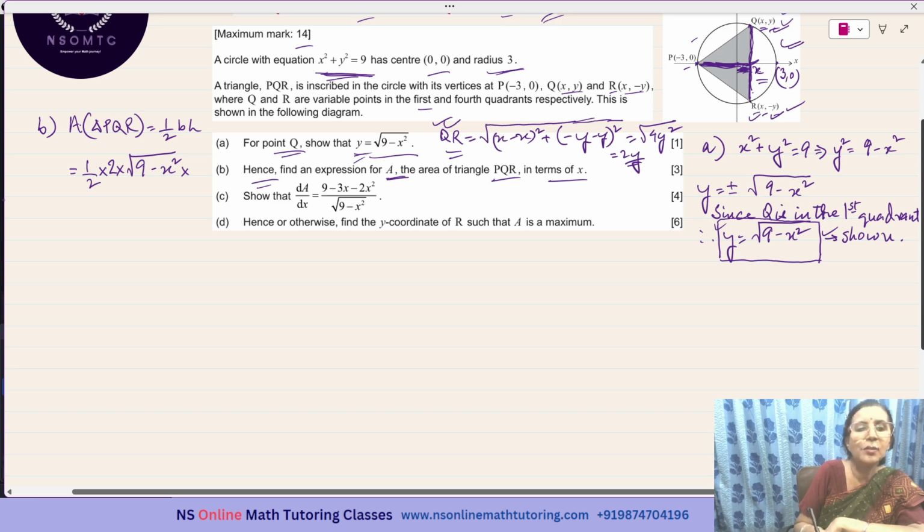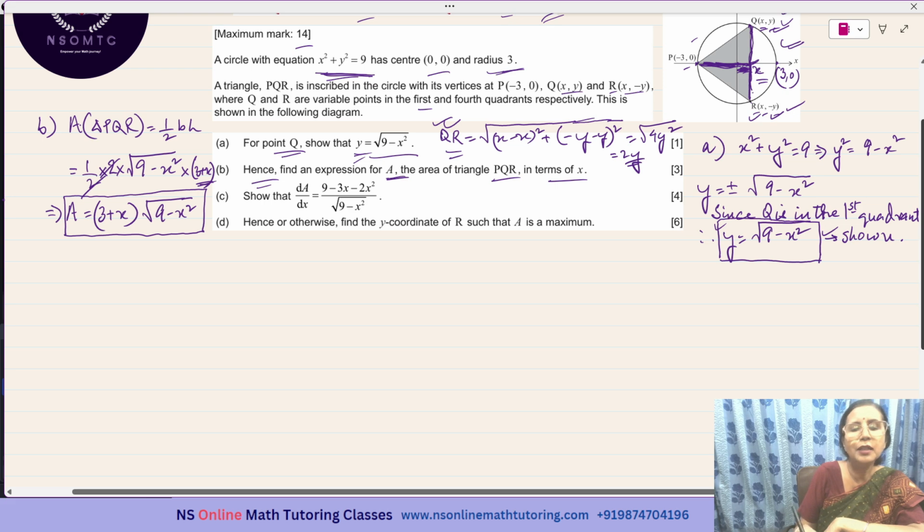So 3 plus x or x plus 3, whatever you want, you can write. Okay. And these two will be getting cancelled. So we are having area as, I can bring this in front, and this is 9 minus x square, square root of 9 minus x square. Doesn't matter if you keep it after square root of 9 minus x square. You don't have to bring it to the front. Okay. So this is the expression for area in terms of x.